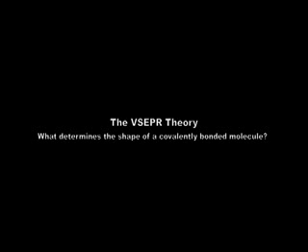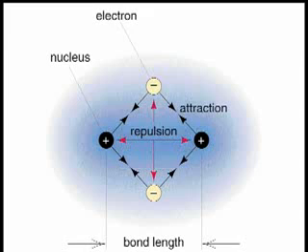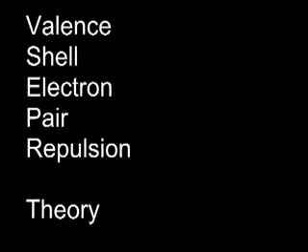What determines the shape of a covalently bonded molecule? We know that electrons are the same charge, so they should repel. The VSEPR theory states that pairs of electrons in a molecule will be repelled from one another as far as possible in a 3D space.